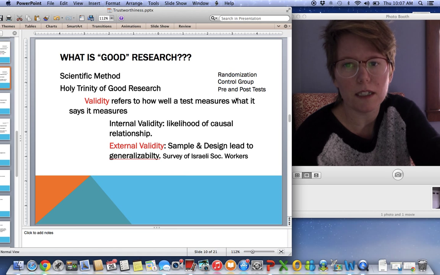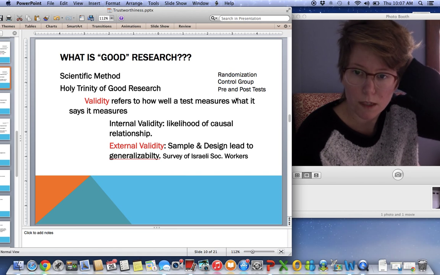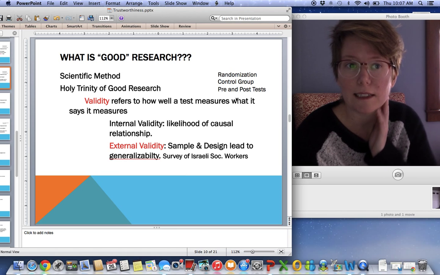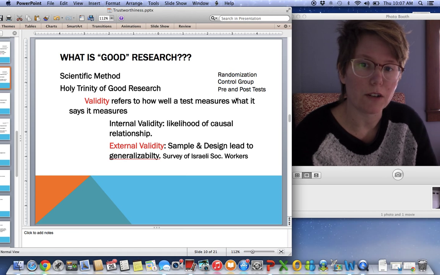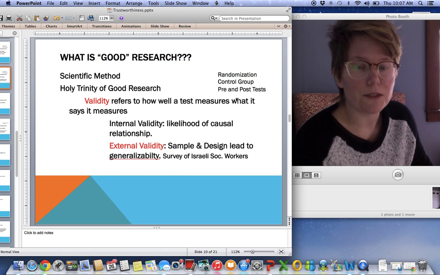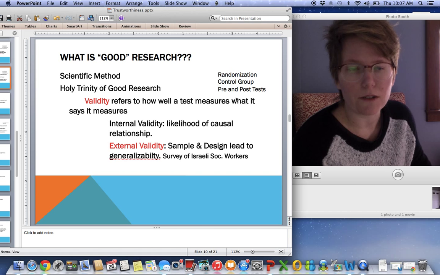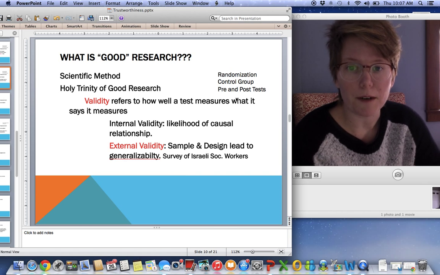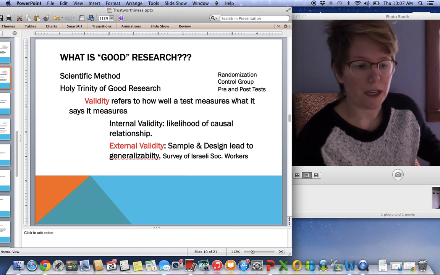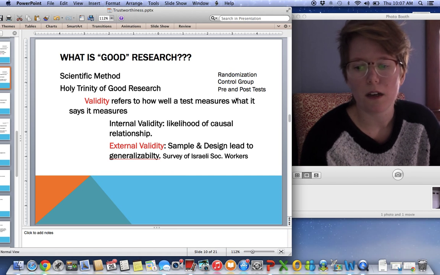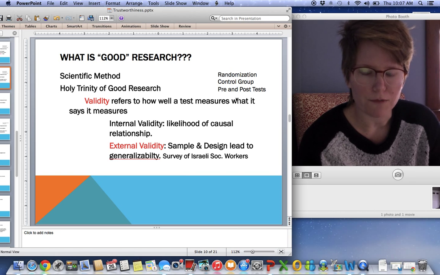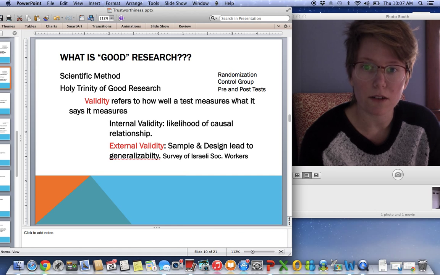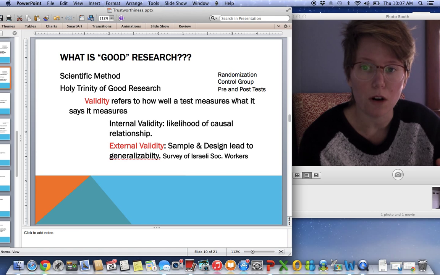So that's internal validity. External validity has to do with how the sample was selected, and the overall design, and how that does or does not lead to generalizability. An example of this would be, and this is a real example, an article that was published in the Journal of Marital and Family Therapy, where the researchers surveyed, paper and pencil survey, a group of social workers, mostly all Israeli. And there were a few marriage and family therapists in there. But they generalized their findings. In their article, they said that their findings were generalizable to all MFTs.